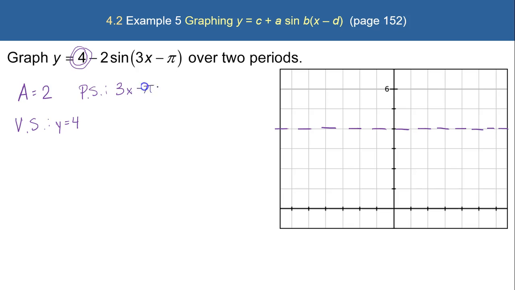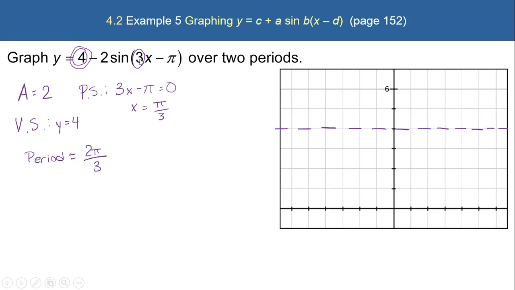Phase shift is this right here. Solve this for x, and you have your phase shift. So x equals pi over 3. And now our period of our function is equal to 2 pi over b, which is 3. This is our value of b.